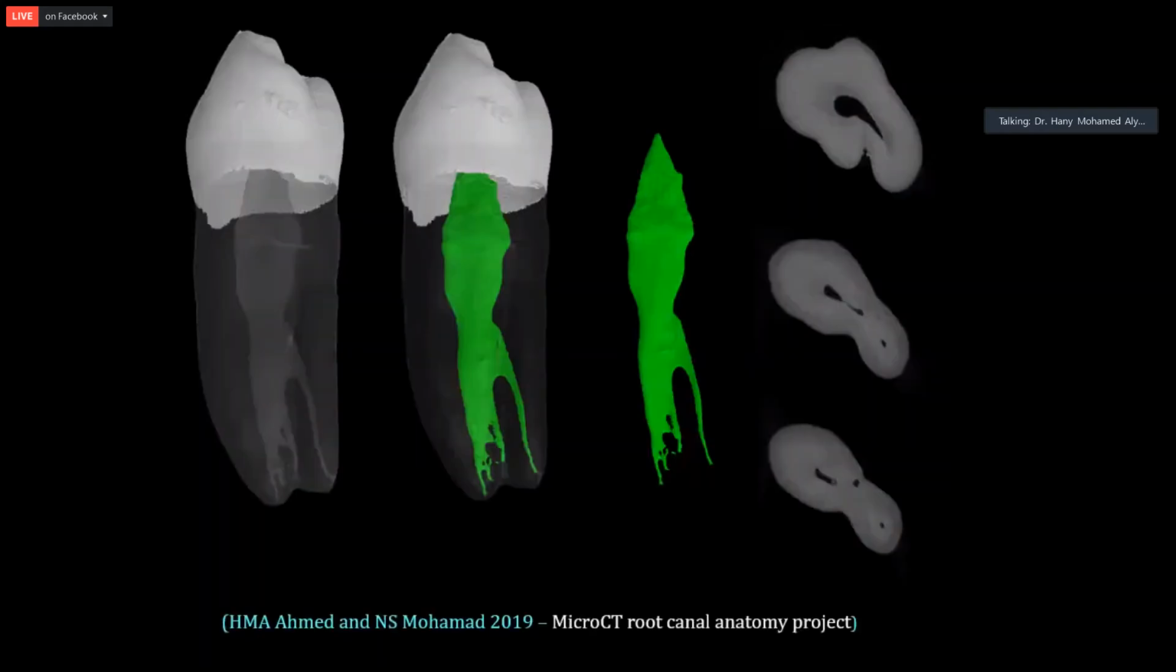And this is also another example of a micro CT, which also shows a complex anatomical variation of the mandibular premolar with a deep gingival groove with the complex canal morphology at different levels of the root.